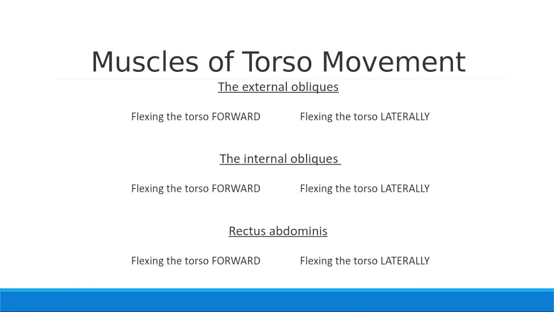Rectus abdominis is your six-pack muscle, lives in the very middle of your abdomen. Because it lives in the middle and it goes straight up and down, this is the muscle that's going to allow you to do a crunch. So flexing you forward is the job of the muscle that lives in the very front.